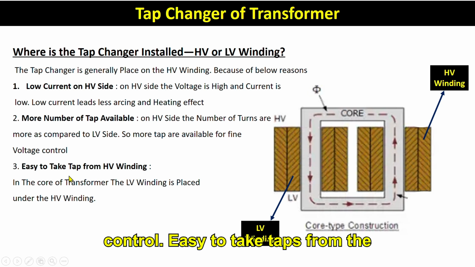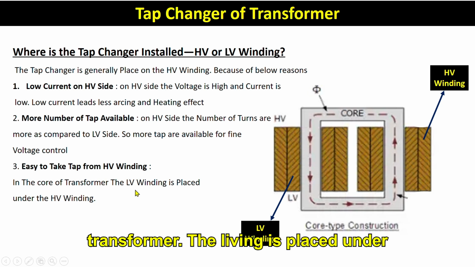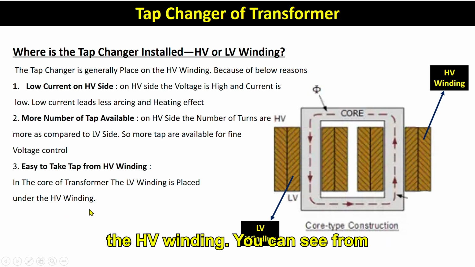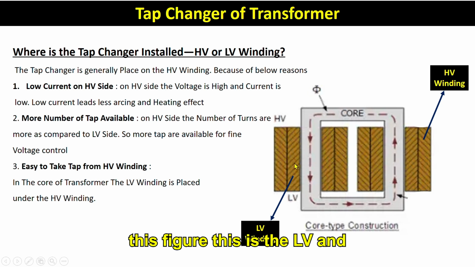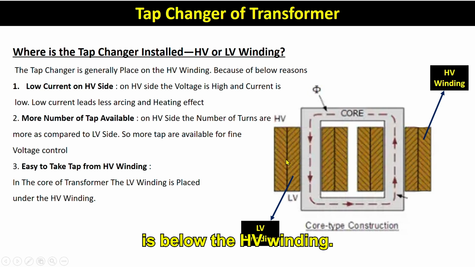Easy to take taps from the HV winding. In the core of the transformer, the LV winding is placed inside the HV winding. You can see from this figure, this is the LV winding and this is the HV winding. So it is easy to take the taps from the HV winding because the LV winding is below the HV winding.